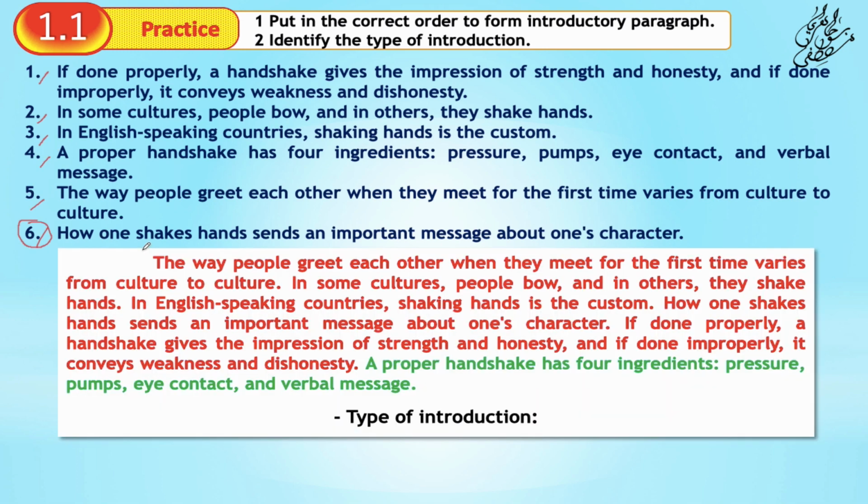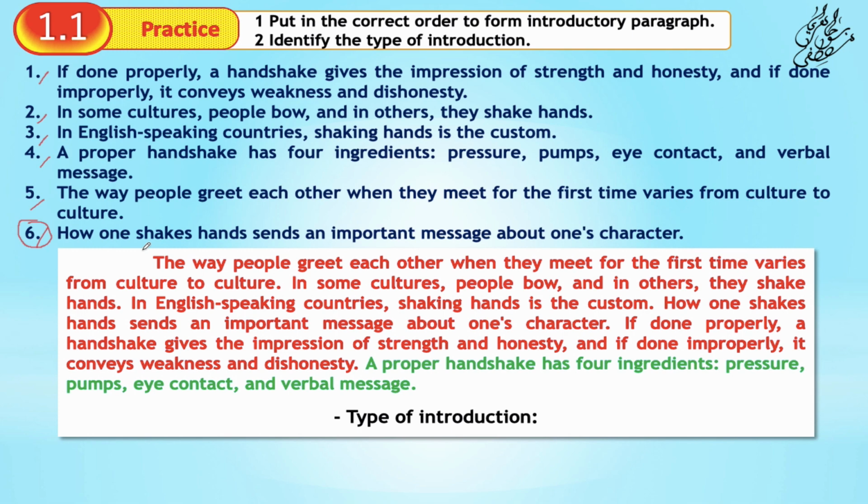The way people greet each other when they meet for the first time varies from culture to culture. In some cultures, people bow, and in others, they shake hands. In English-speaking countries, shaking hands is the custom. How one shakes hands sends an important message about one's character. If done properly, a handshake gives the impression of strength and honesty. And if done improperly, it conveys weakness and dishonesty.